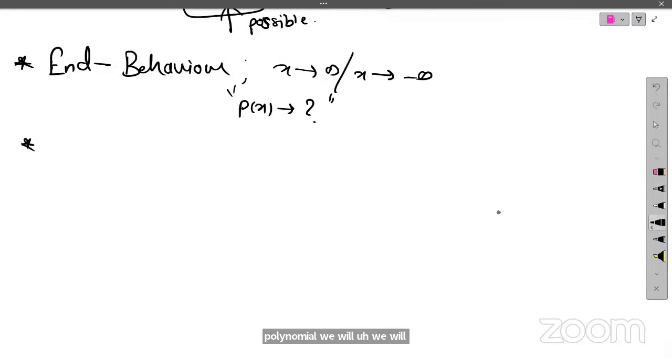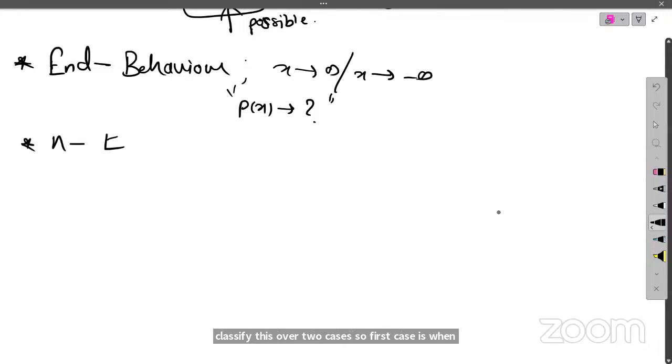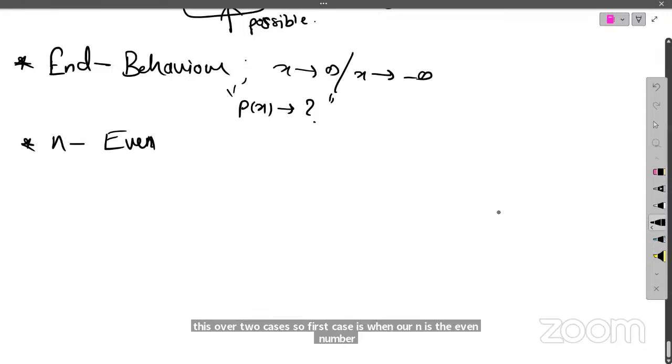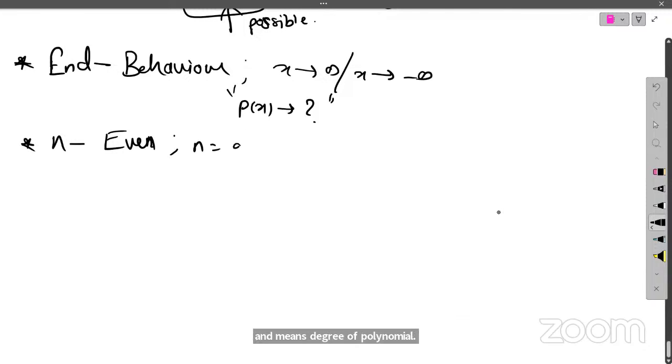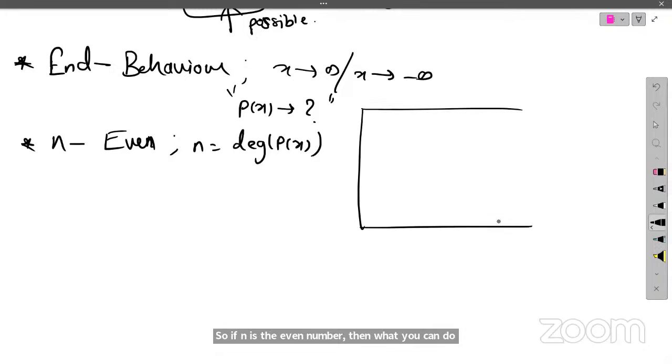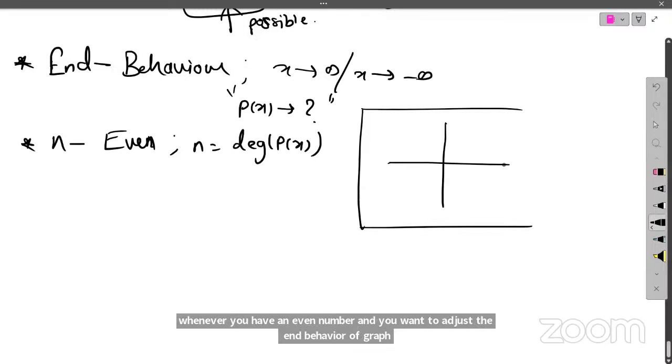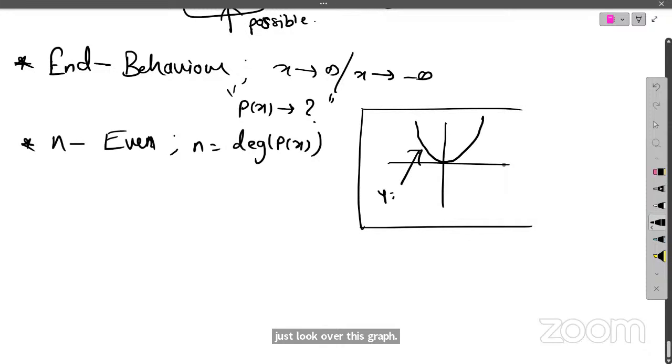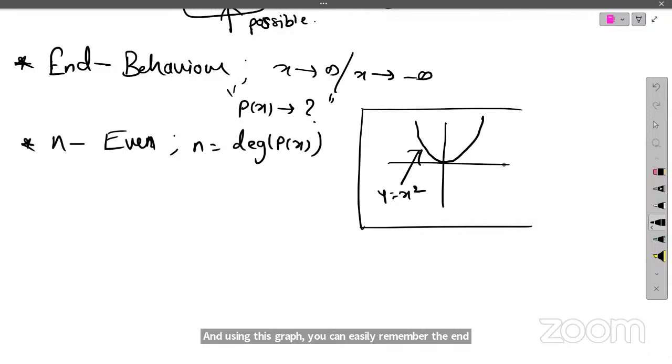So first case is when our n is an even number. n means the degree of the polynomial, where n is nothing but the degree of P(x). So if n is an even number, and you want to judge the end behavior of the graph, just look at this graph. This is the y = x square graph, right? Using this graph, you can easily remember the end behavior of a polynomial for even degree.